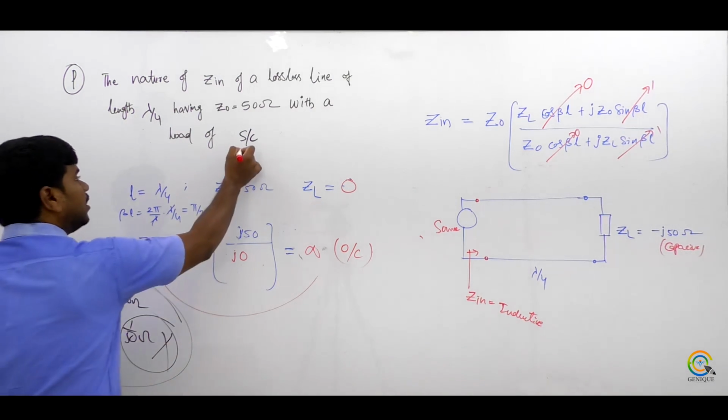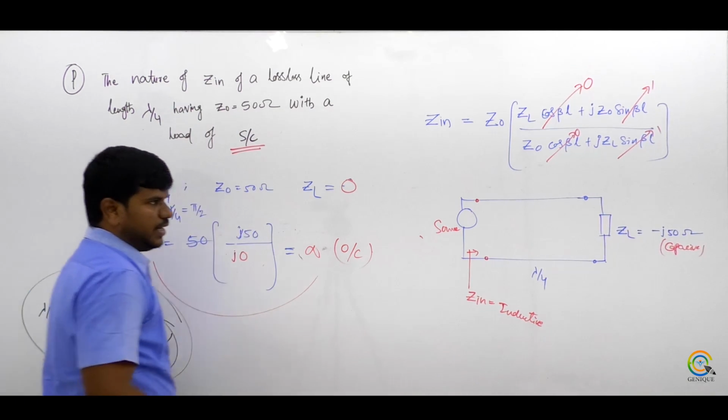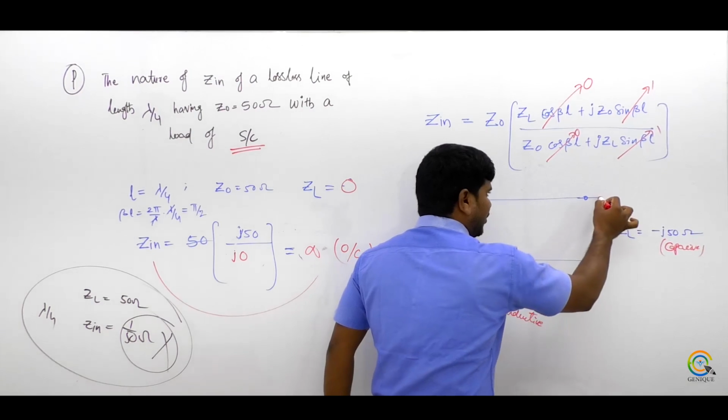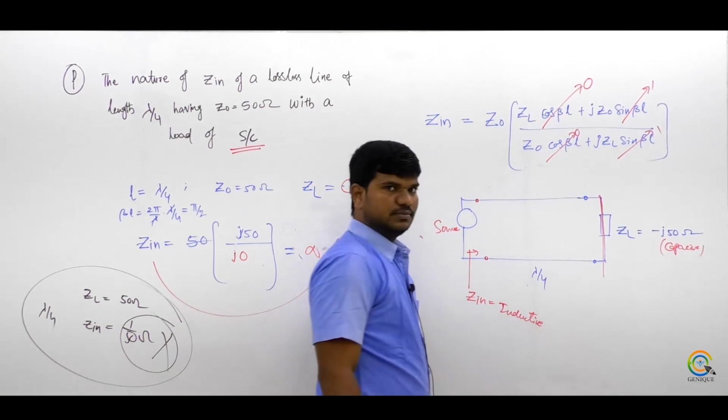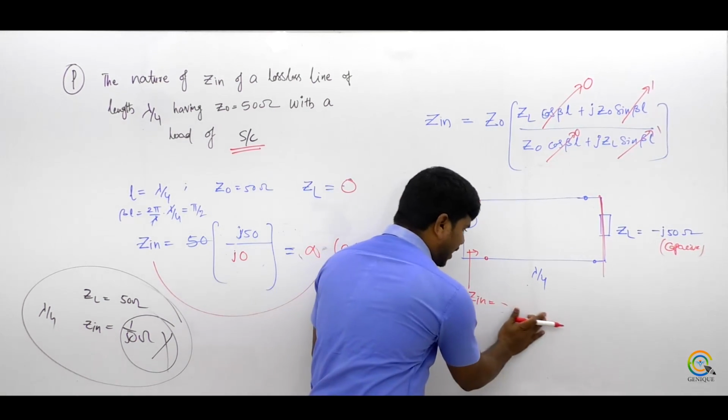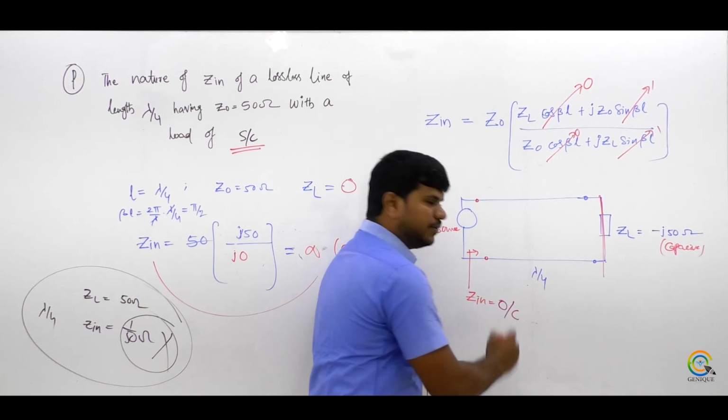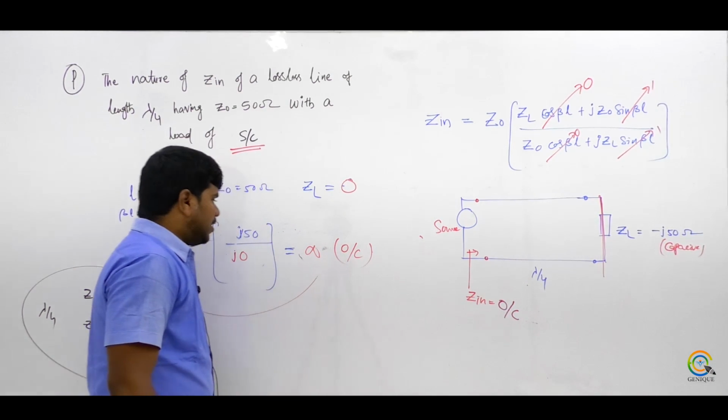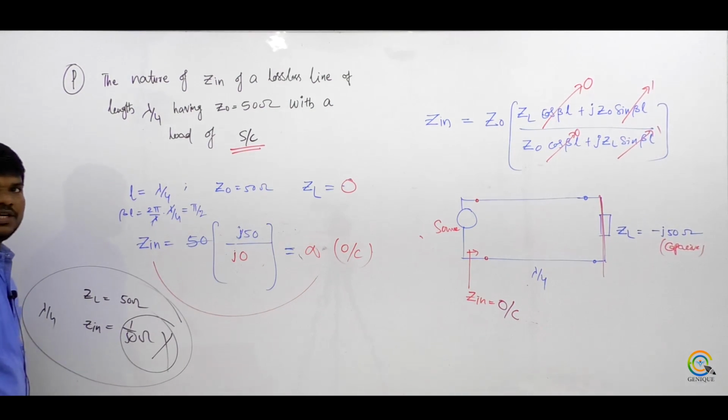If you take the short circuit as the load for this line, automatically the input impedance will be open circuited. Understand? This is the thing you have to notice.